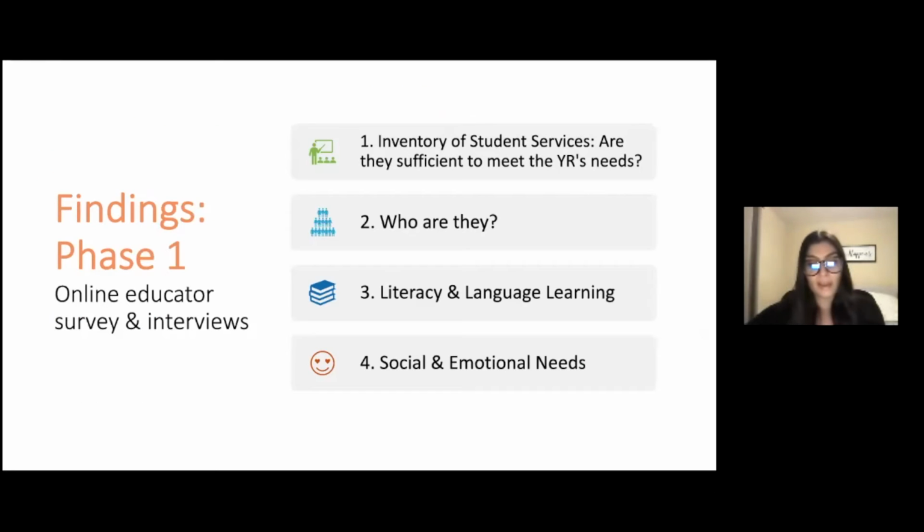So first off, we have 4 main findings from these surveys and interviews. The first finding is the inventory of student services. Are they efficient enough to meet youth refugees' needs? Number 2 is, who are refugees? How are they found? How are they understood? The third is literacy and language learning. So we investigated that. And the fourth is social and emotional needs.